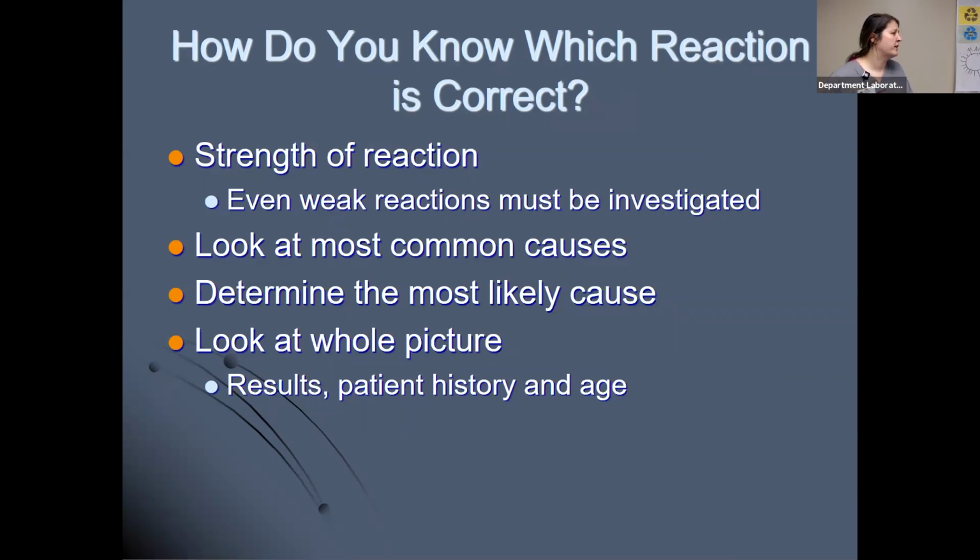And then don't forget to look at your patient history. If your patient is 93 years old, well, he's an older patient. If his reverse reactions are weak, then his ABO antibodies are probably not reacting. So maybe we can incubate it for an extended time at room temperature, or put it in the refrigerator for about 15 minutes.